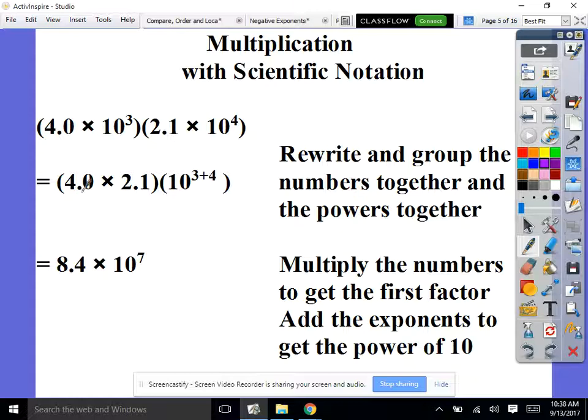So we say 4 times 2.1 times 10, and we know when we multiply powers that have the same base, we add their exponents. So 10 to the 3 plus 4. Now, 4 times 2.1 is 8.4 times 10, and 3 plus 4 is 7. So we multiply the numbers to get the first factor, and then we add the exponents to get the power of 10.